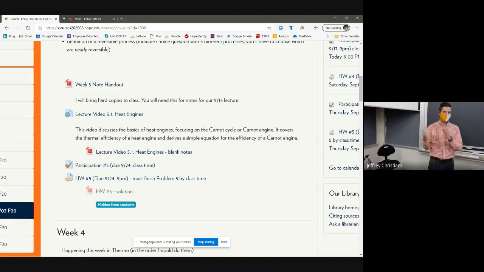And the same thing, before you start that, you should have gone through the participation thing. I have the due date for that at class time, so you should have done that. It's relatively short and it shouldn't take that long to go through. But make sure you've worked through problem 5.